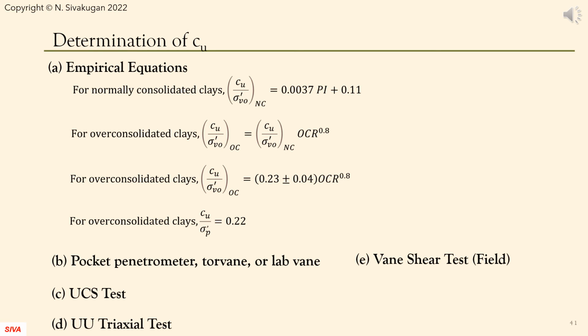There are several ways to determine the undrained shear strength of a clay, Cu. The empirical equations give a rough estimate at no cost. Pocket penetrometer, Torvane or laboratory vane can be used for an estimate of Cu. UU triaxial test or a UCS test in the laboratory can be a good way of determining the Cu. Vane shear test is also quite an effective tool in the field for determining Cu.